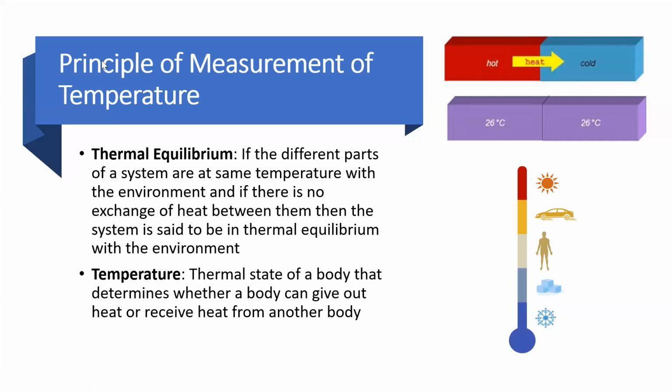So when we bring a hot body and a cold body together, heat will go from the hot body to the cold body until their temperatures become equal. Now we can see that these two bodies are in thermal equilibrium. So different parts of the system are at the same temperature with the environment or with the surroundings, and there is no exchange of heat between them. Then we say that these two blocks are in thermal equilibrium. Is this clear to you?